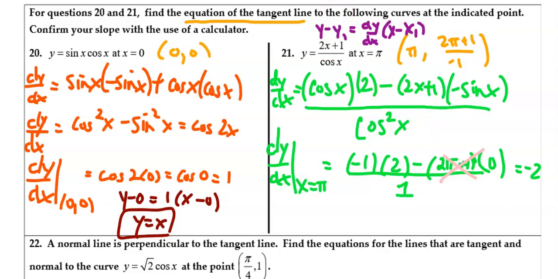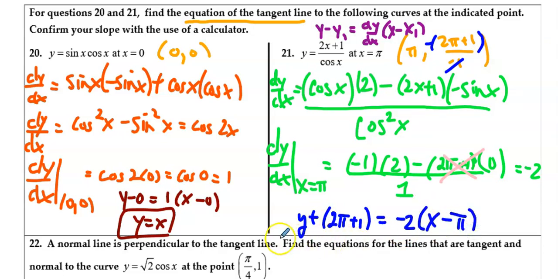So finally, the answer for this equation of the line is going to be y minus, I'm going to go ahead and make this a negative and put it outside. So it's minus a negative, so it's plus, or positive. I'm going to go ahead and do 2 pi plus 1, even though I don't technically need that, is equal to -2 times x minus pi. And this is how you get the equation of the tangent line for this problem.